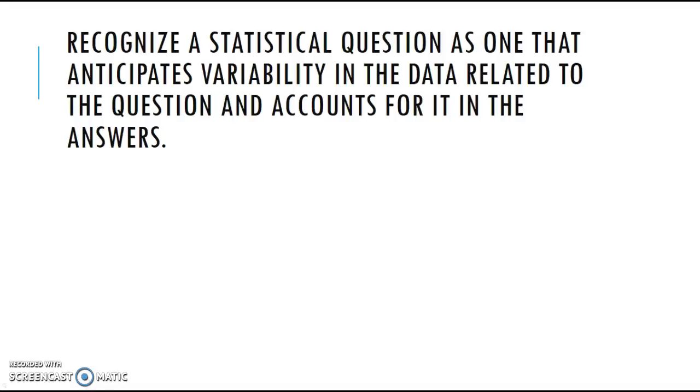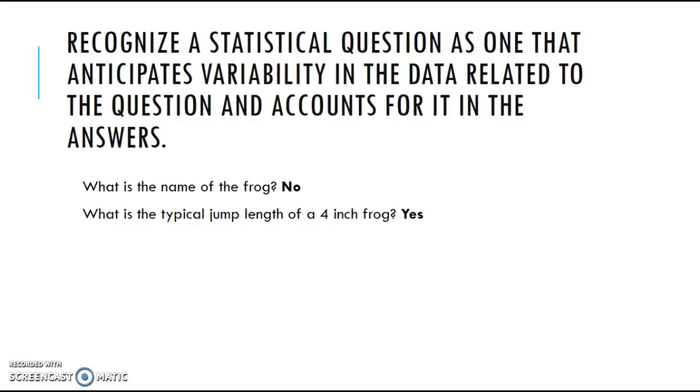So first off, recognizing a statistical question. We did a little bit of that last week, but this set of questions, we're going to identify, is it statistical and can it be rewritten to be statistical if not? So first off, what's the name of a frog? No, that's not a statistical question, and it can't really be rewritten. Another question, what is the typical jump length of a 4-inch frog?